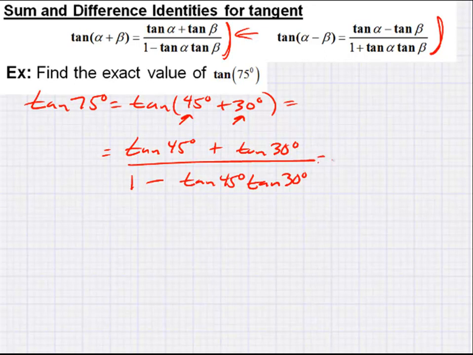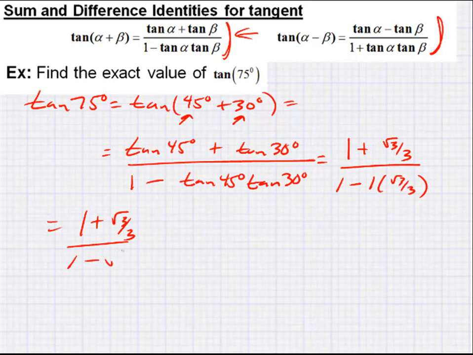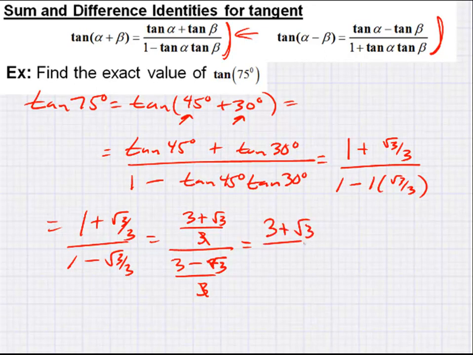So what do we know here? We know that the tan of 45 is 1. The tan of 30 is square root of 3 over 3. 1 minus 1 times square root of 3 over 3. So I get 1 plus the square root of 3 over 3 over 1 minus the square root of 3 over 3. If you simplify that, I'm going to get 3 plus root 3 over 3 and 3 minus root 3 over 3. These two 3's will cancel, so I get 3 plus root 3 over 3 minus root 3.